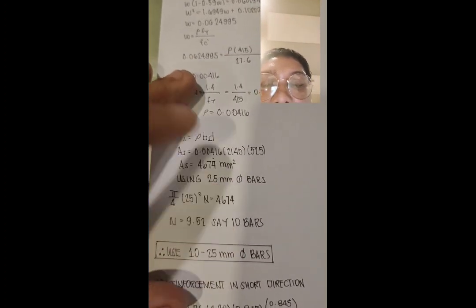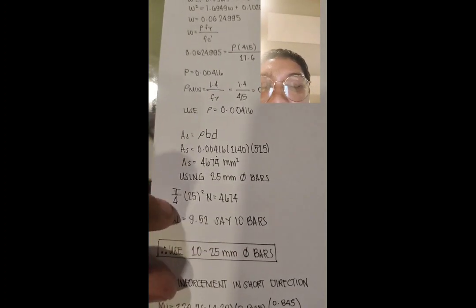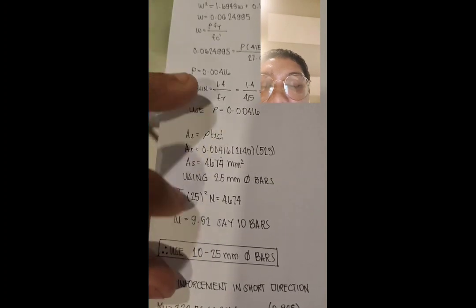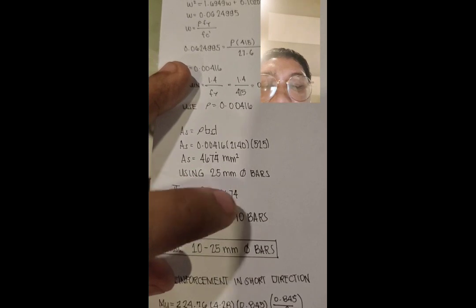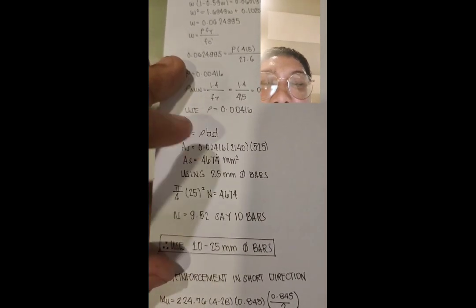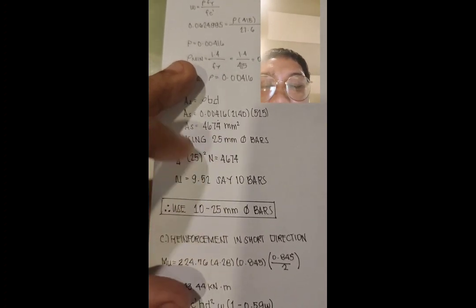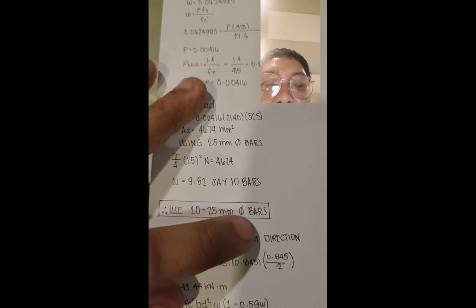Using 25 mm diameter bars, we have the formula pi over 4 times 25 mm diameter squared, and it equals 4674, the area of our steel. We're getting the number of bars here as 9.52, say 10 bars. Use 10 25 mm diameter bars. So that is our answer for letter B.